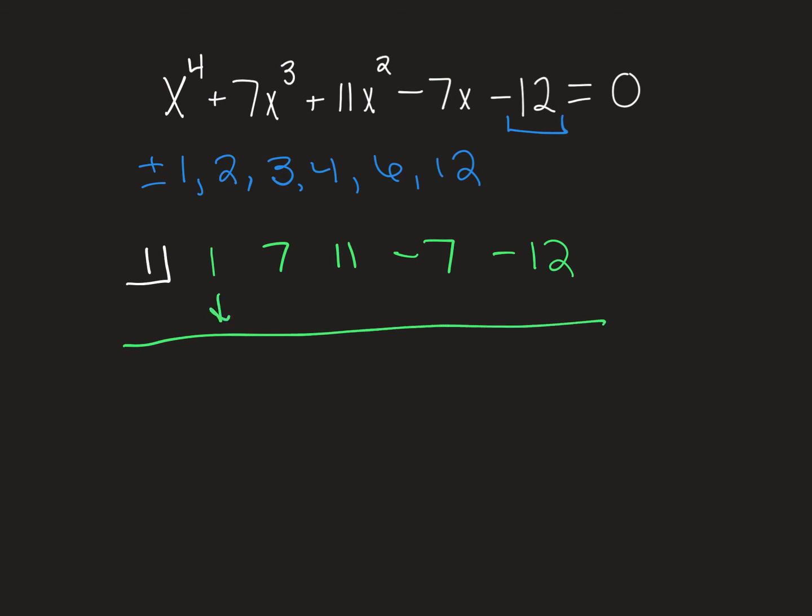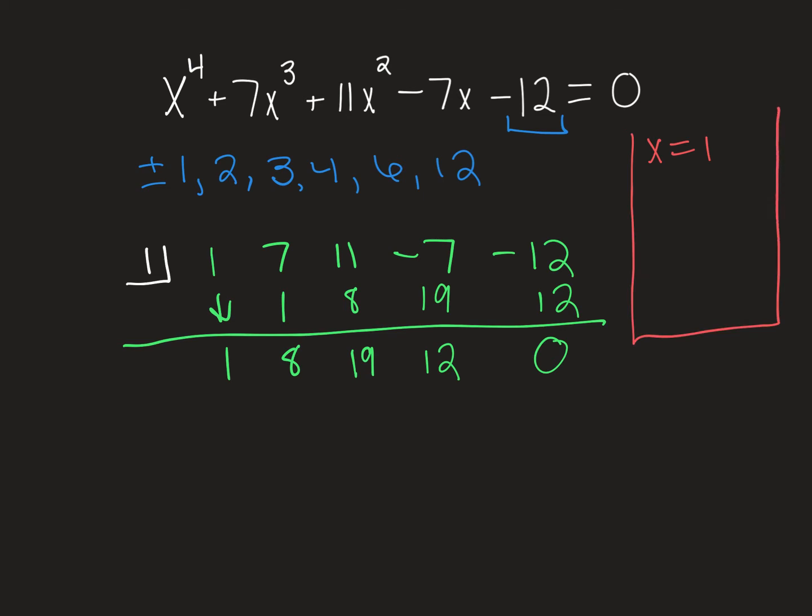Then we're doing our synthetic division. So 7 plus 1 is 8, times the 1 in the box is 8. 11 plus 8 is 19, times the 1 in the box is still a 19. Plus that negative 7 is 12, times 1 is 12. And look at that, we get a 0 at the end. So we know that x is equal to 1.